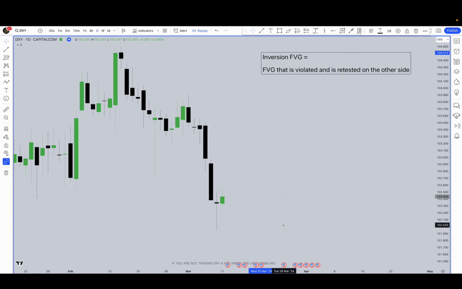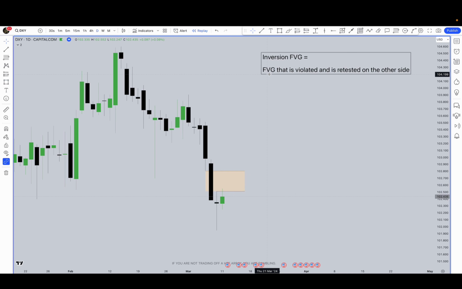But to summarize, it's a three-candlestick pattern. In this example, a bearish fair value gap, the low of the first candle and the high of the third candle don't overlap with each other. So here we have candle 1, candle 2, candle 3, and this low and this high are not overlapping, so we have a fair value gap. I like to mark it out with a yellow box. This is your fair value gap.